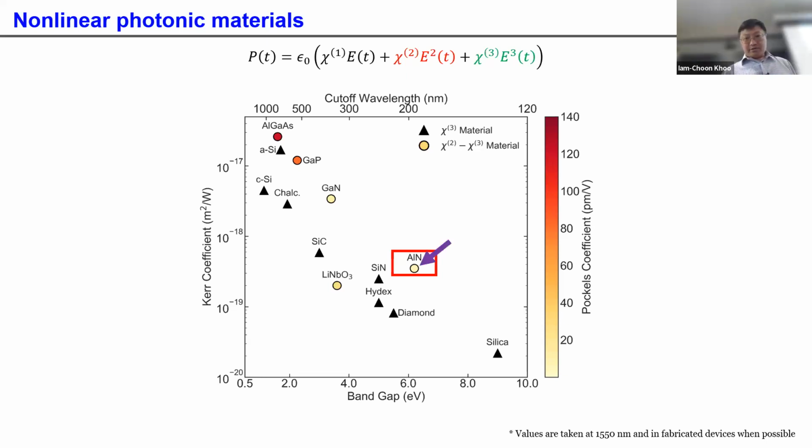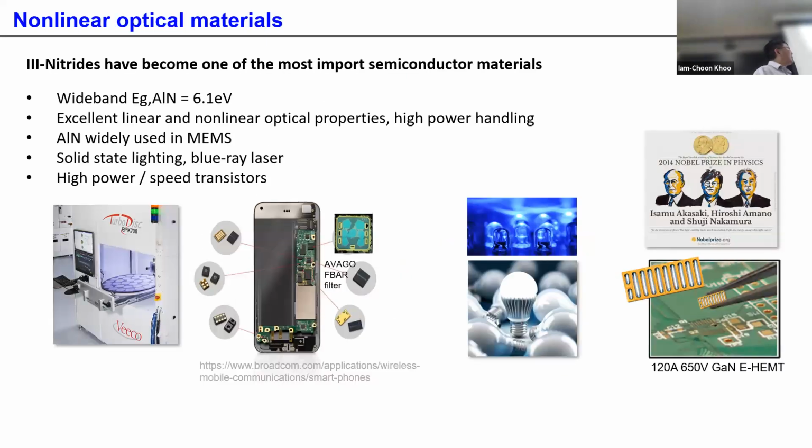Okay, so in terms of aluminum nitride, we really like aluminum nitride because of its large band gap and very nice nonlinear optical properties, and it is very widely used in MEMS systems. And also for solid state lighting and blue lasers, the high power transistors, all this really makes III-nitride, aluminum nitride material very scalable. Not only can we grow those materials in large quantity, you can also process the material in a standard foundry process.